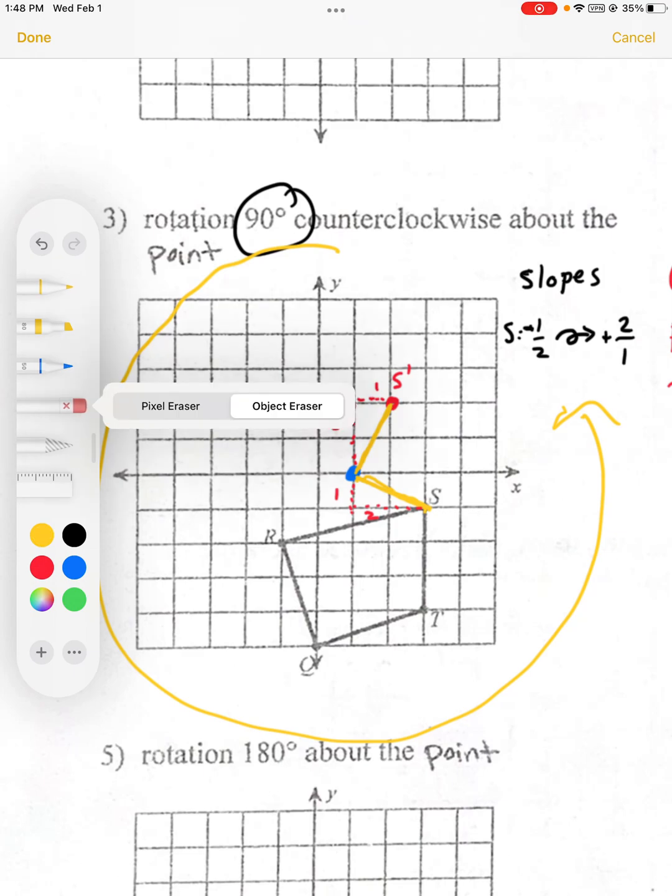Now, at this point, I like to erase out the marks that I don't need anymore. Oops, I erased the blue dot. I'm going to put that back to go ahead and do our next one.